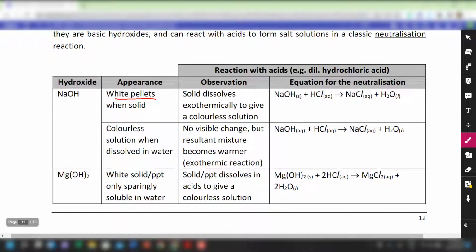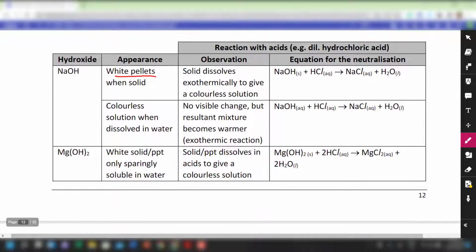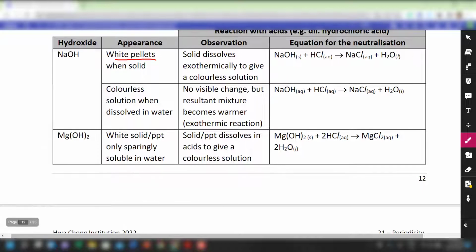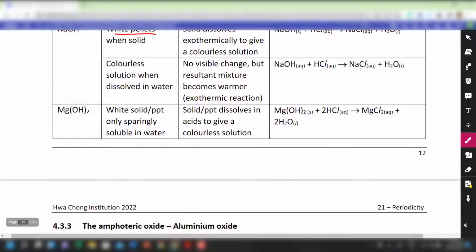Magnesium hydroxide is a white solid. I think you have used it in one of the earlier experiments. It is only sparingly soluble in water, so it will give you a colorless solution as well. But if you use HCl to react with it, the reaction is complete, because you have the H+ surrounding the OH- at the surface of the ionic lattice, and then slowly but surely the H+ will consume all the OH- via acid-base neutralization.